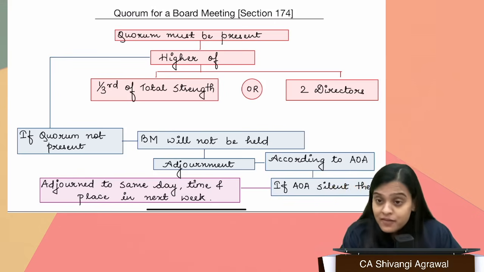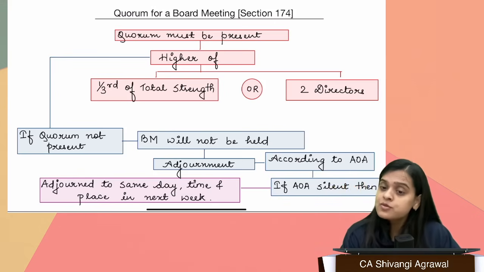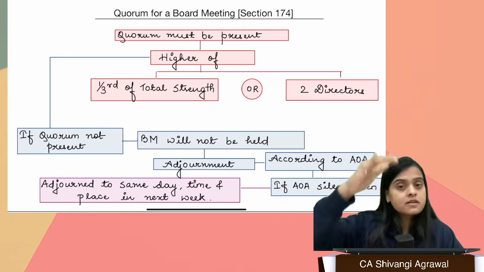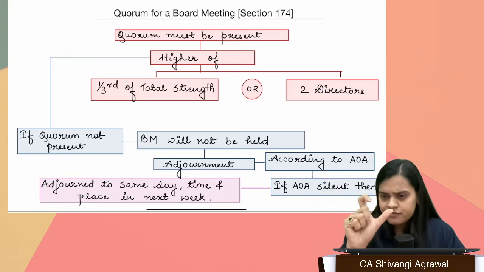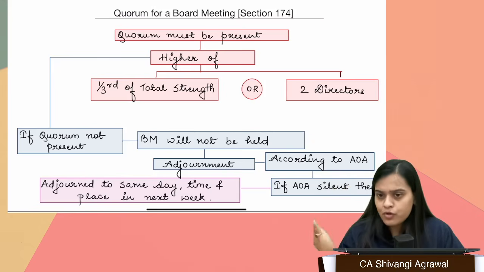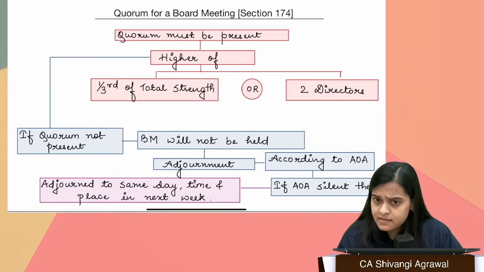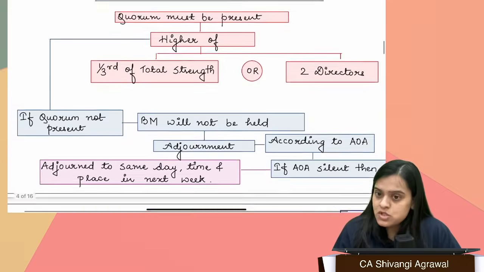So at least 5 directors have to come and have to be present, either physically or through AV, then only it is going to be a valid quorum. Now, whatever fraction comes, that is going to be rounded off to 1. Is that clear? Okay. Now, what if the quorum is not present, ma'am?